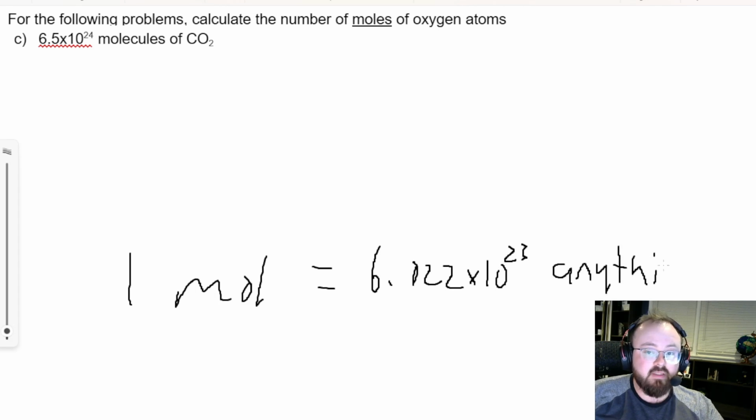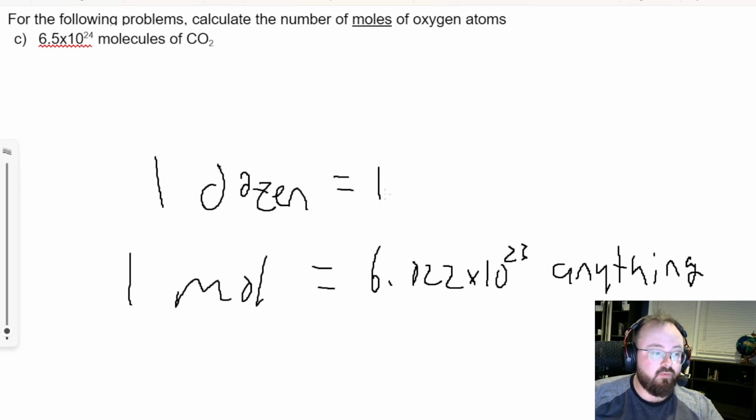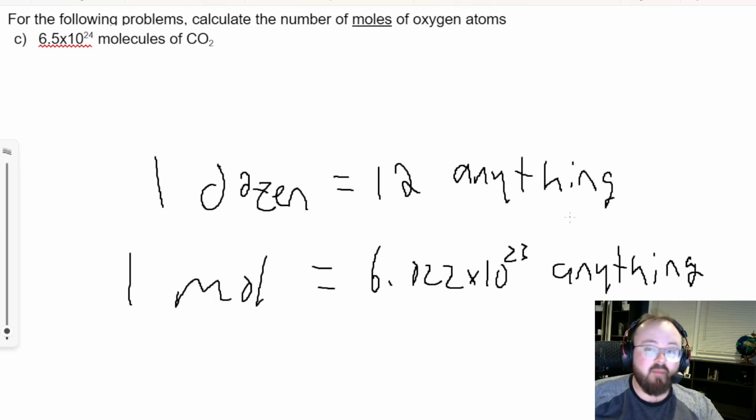It is a counting system, and this is most commonly compared to a dozen, whereas if I have a dozen of something, that is equal to 12 of anything. And this can be any topic. This can be apples, bananas, atoms, eggs, elephants. Does not matter what it is, as long as it is that amount, it is a mole. And so what we're trying to do here is calculate the number of moles of oxygen atoms.